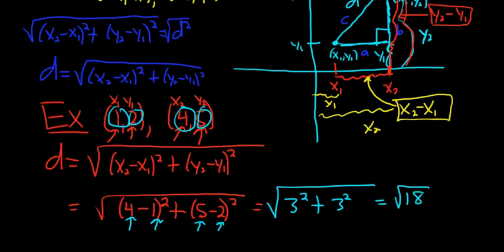The largest factor of 18 that's a perfect square. In other words, what's the largest factor of 18 that when you take the square root, you get a whole number? So 9, right? So 9. 9 is the largest factor of 18 that when you take its square root, you get a whole number. And so that'll be 3 square root of 2. So that's the distance. I hope that made sense.